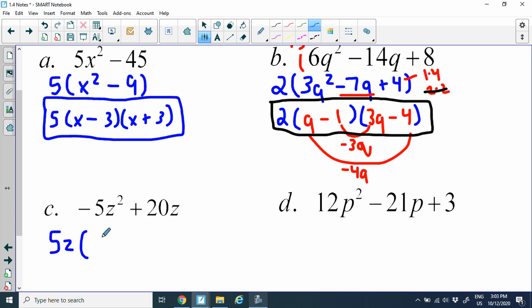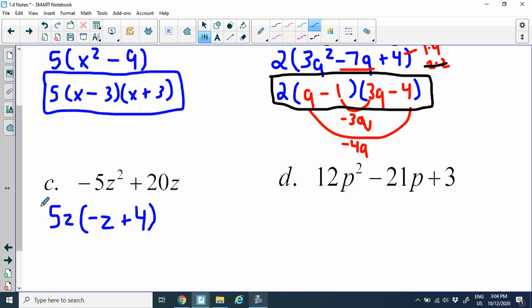So now let's go ahead and rewrite this expression. So I do negative 5 divided by 5. That gives me a negative. And then if I take a z out of the z squared, that leaves me just z. Then I do 20 divided by 5, and that gives me 4. And when I take a z out of a z, I'm not left with anything. Now, usually we say, okay, now let's factor the expression again. However, notice that this negative z does not have a square with it. Since it doesn't have a squared, we actually cannot factor anymore. So that 5z times negative z plus 4 is our final answer, okay?